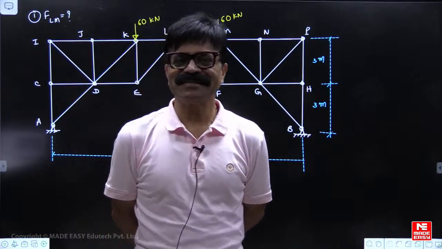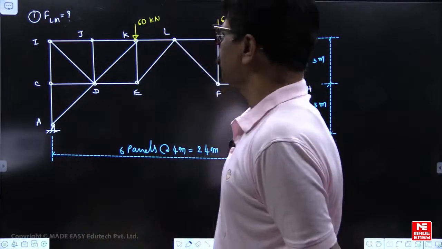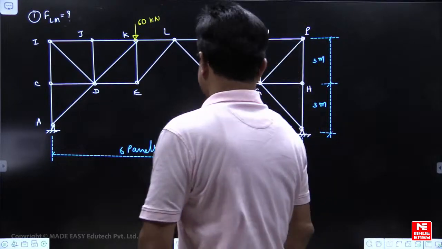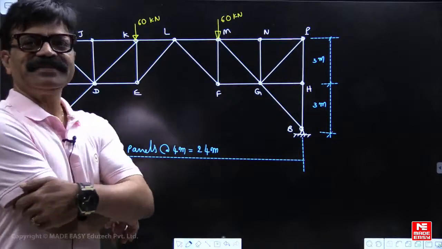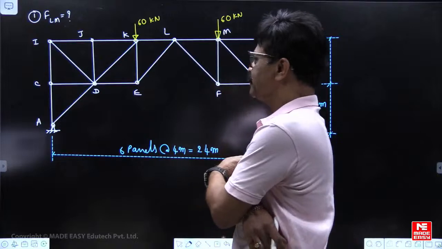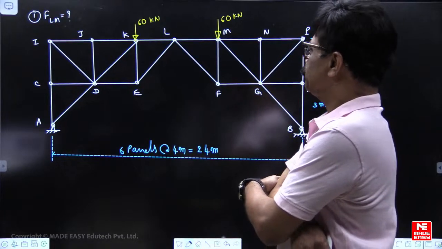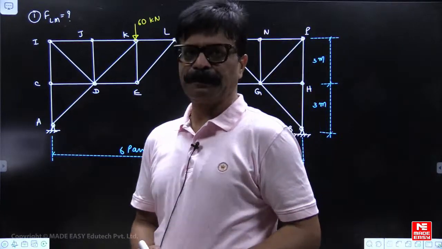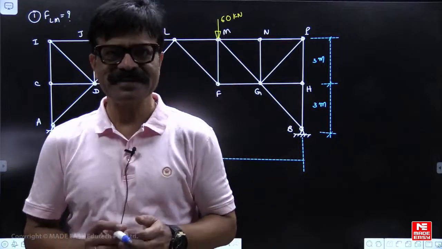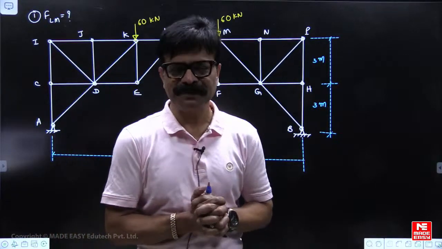So let us discuss now the structural analysis part of our CAT. The first question we have taken is on trusses. We want to find the force in the member LM. Allotted time is 2 minutes, which means we should be able to complete it in 1 minute.